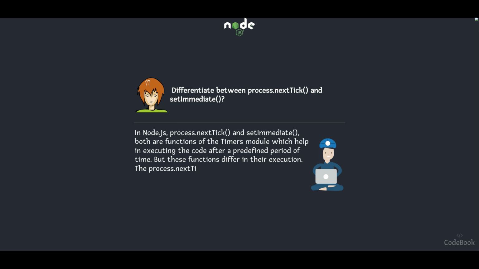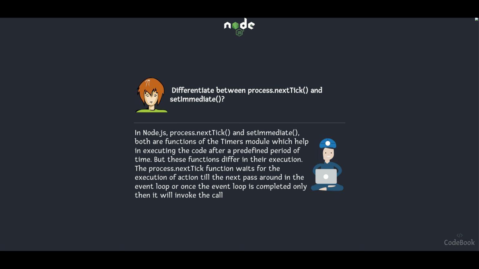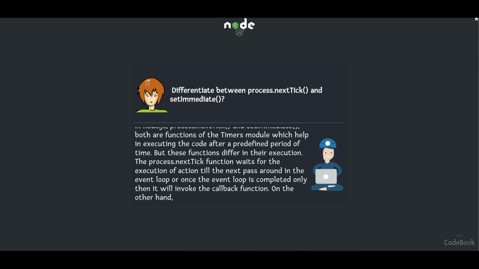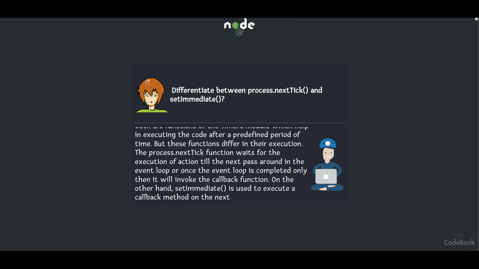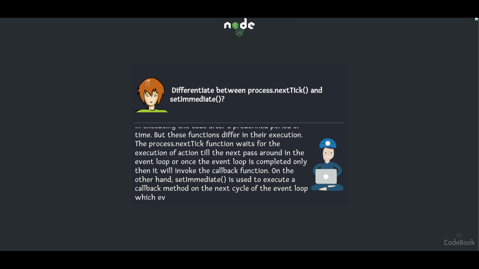The process.nextTick function waits for the execution of the action till the next pass around in the event loop, or once the event loop is completed, only then will it invoke the callback function. On the other hand, setImmediate is used to execute a callback method on the next cycle of the event loop, which eventually returns it to the event loop in order to execute the I/O operations.